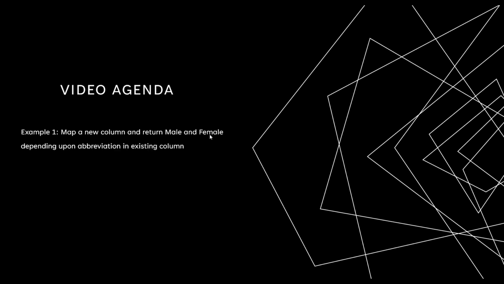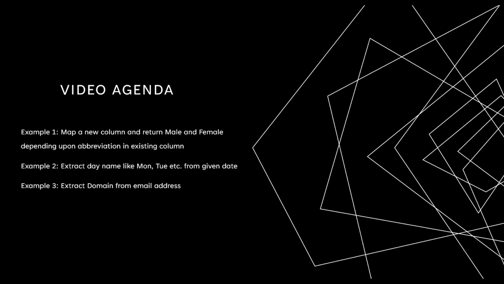For the first example, we'll try to create a column which would say male if the gender column has M in it and female if the gender column has F in it. For our second example, we'll extract day name like Monday, Tuesday from a given date. Third example would be to extract domain from an email address, that is the portion after the @. For our fourth example, we will extract specific text between IP addresses.